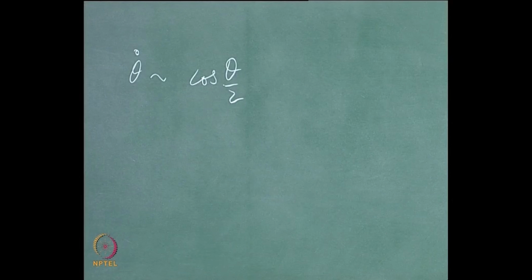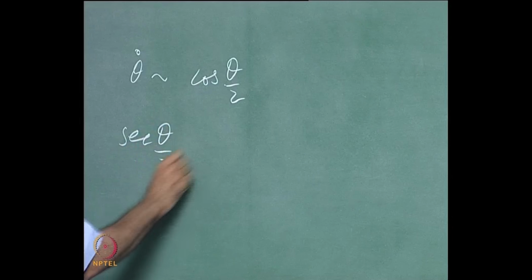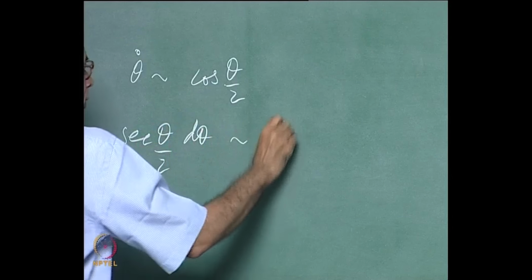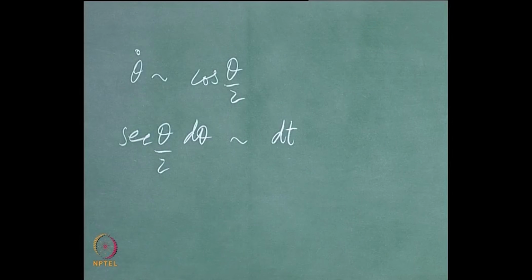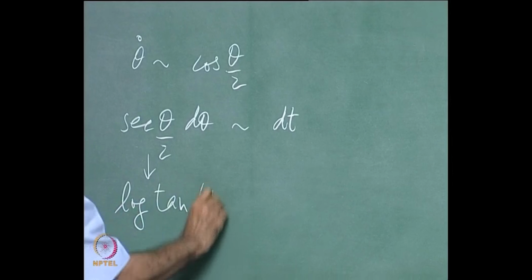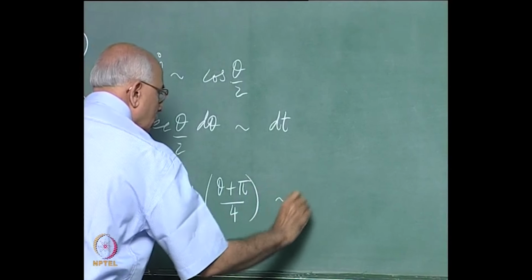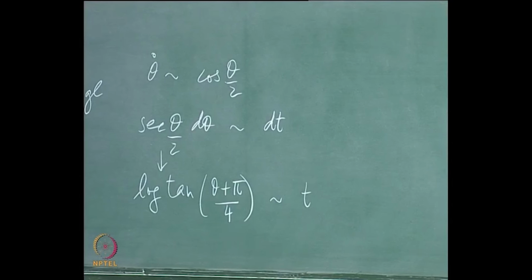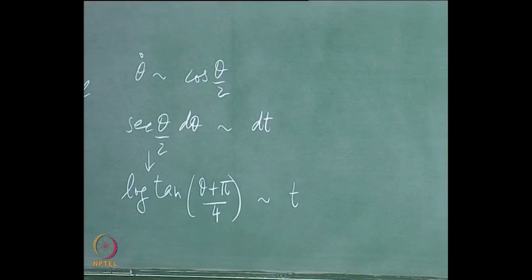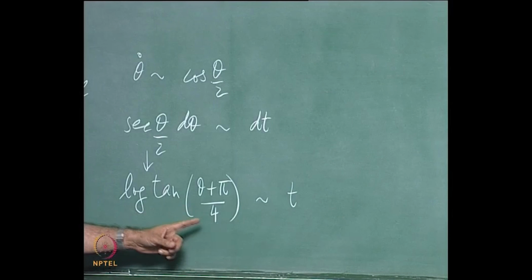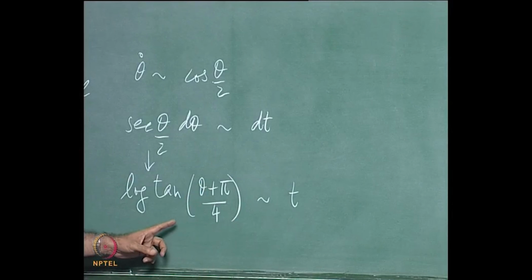We saw this last time, and all you need to do is to integrate this. So this gives sec theta over 2 d theta is proportional to dt, and what is the integral of this? This leads to something like log tan of theta over 2 plus pi over 4, and that is proportional to t on this side, apart from some constants. Therefore theta can be written down explicitly in terms of tan inverse of the exponential of some time.